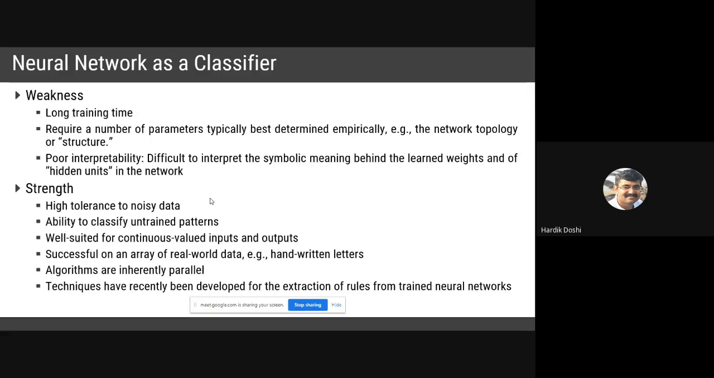So these are the strengths of neural network. Despite these three disadvantages, there are large advantages of neural network. That's why they are being used in the world of data mining, spatial mining, text mining, face mining. Many things are going on.